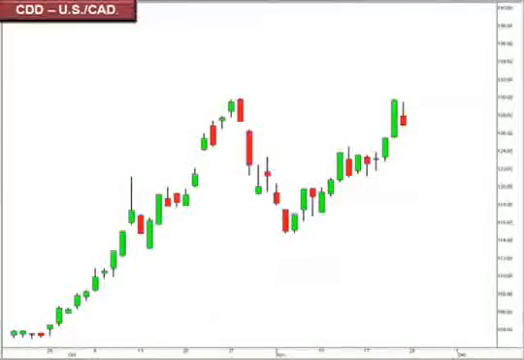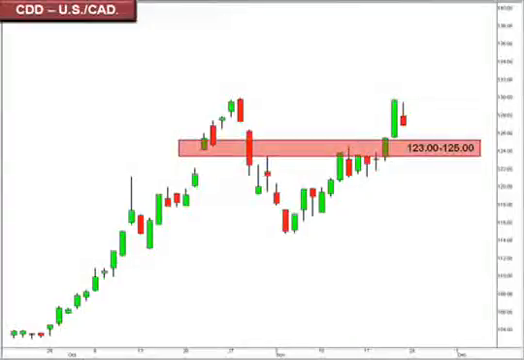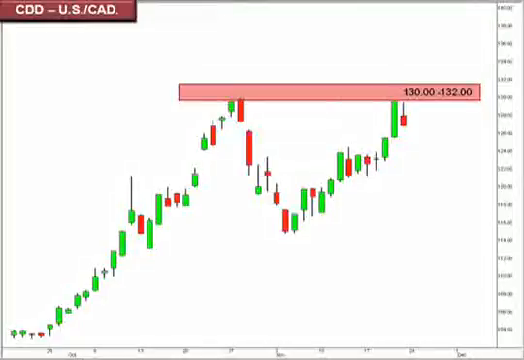All right, now let's take a look at our first ISE FX options pair value. When we last looked at the CDD, the US versus the Canadian dollar, the pair value was consolidating within our 123 to 125 focal zone. We suggested that a break above that would likely give way to another test of that 130 to 132 level. And after a strong rally, the US dollar has clearly met with an anticipated resistance.